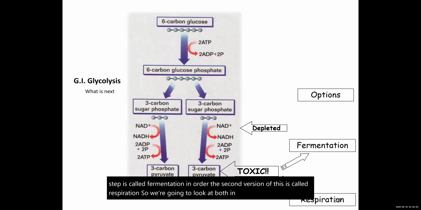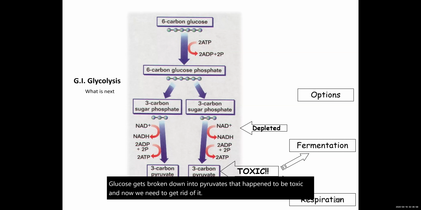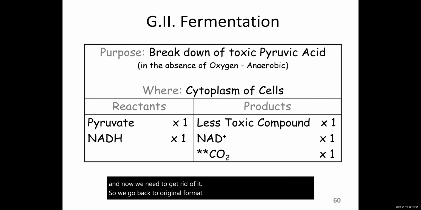To summarize, glucose gets broken down into pyruvates that happen to be toxic, and now we need to get rid of them. So we go back to our original format, the table that I showed you before. The purpose of this set of steps, fermentation, is to get rid of that pyruvate. One of the conditions is that these catabolic reactions happen anaerobically, meaning they only take place in the absence of oxygen. This still occurs freely floating in most cells, regardless of whether prokaryotes or eukaryotes.